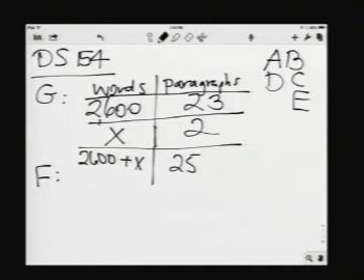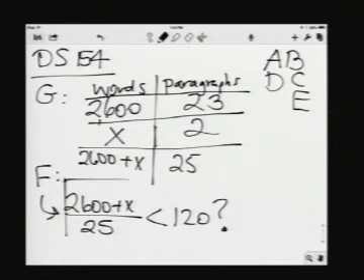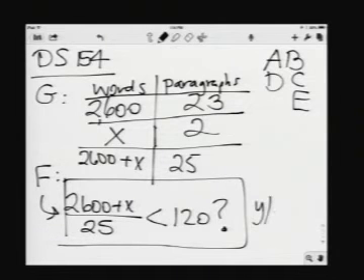And we're asked to figure out the average number of words per paragraph. So the number of words will be 2,600 plus X per paragraph, which is 25 paragraphs. Is that average less than 120? Okay, so here's our find. Is this average less than 120? And this is a yes or no question. So we first diagrammed our question, we wrote out our given, we wrote out our find. But before we go to statement 1, is there any way we can simplify this inequality we're given? Certainly there is. We can simplify by multiplying both sides by 25.